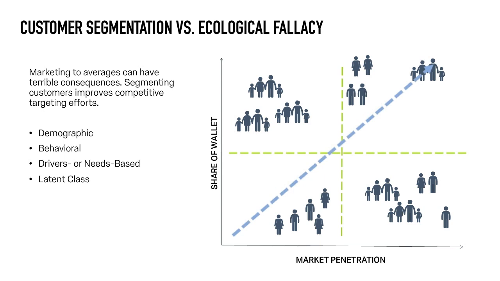The first one is demographic segmentation. It's probably the most common. This is information such as age or gender, income, education, region, or some kind of compound of those things, such as DINKs, right? Double income, no kids, or empty nesters.